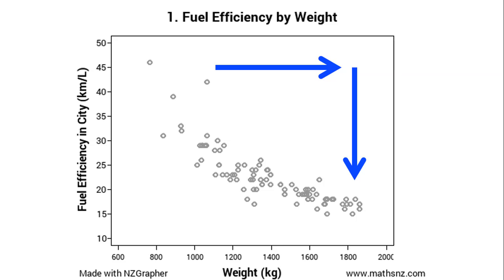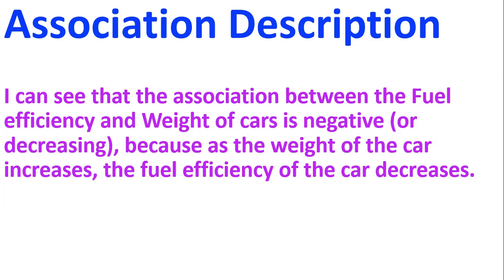So then we need to look at this fuel efficiency that we've got. And what we have here is as the weight is increasing, so as we go from values of 800 kilograms up to values of about 1,800 kilograms, the fuel efficiency is decreasing. So it was that the fuel efficiency was at about 45 with a car that weighed about 800 kilograms. But as we got up to cars that weigh about 1,800 kilograms, our fuel efficiency is down to about 15 kilometres per litre. So that's what we need to write up in our interpretation.